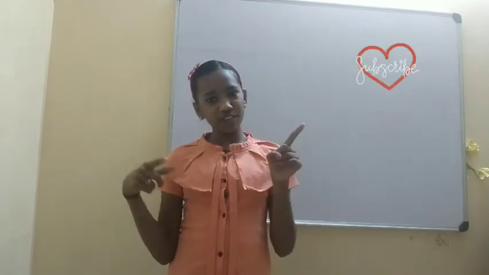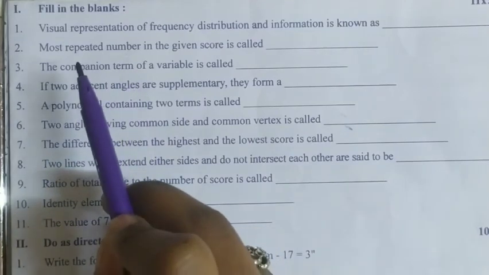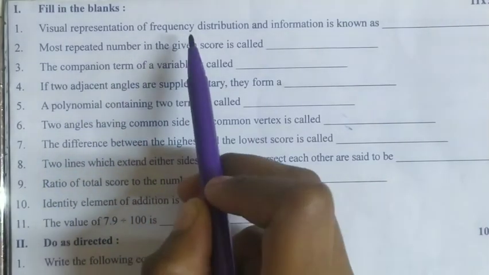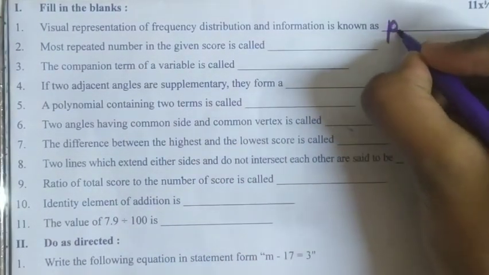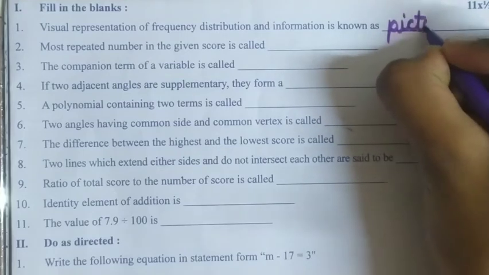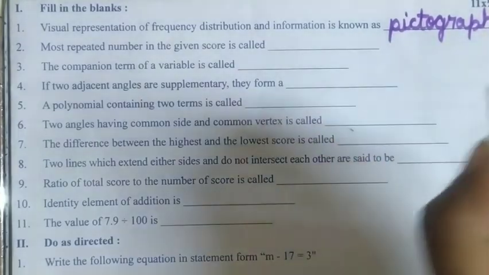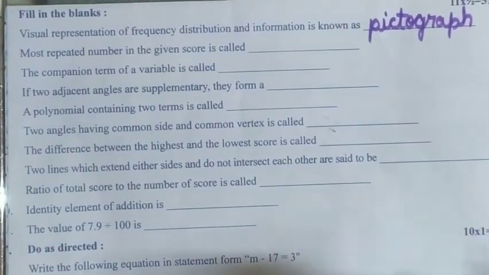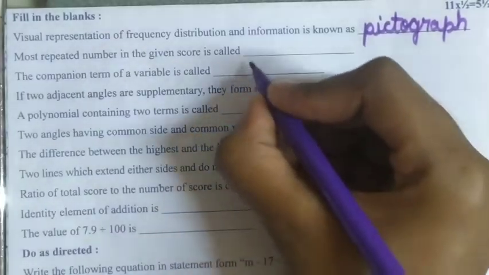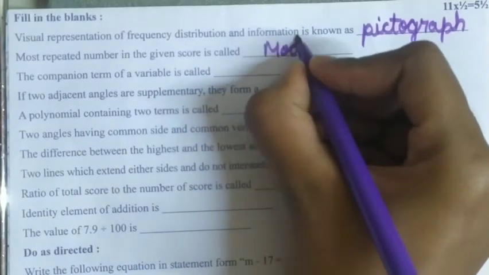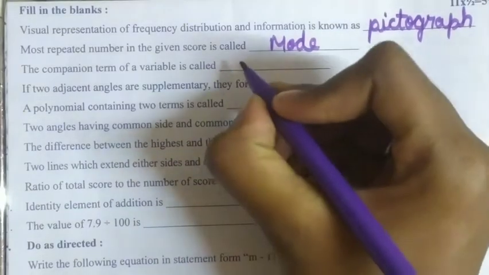So let's go into the video. First main is fill in the blanks. First one, visual representation of frequency distribution and information is known as pictograph. Next one, most repeated number in the given score is called mode. Third one, the companion term of a variable is called coefficient.